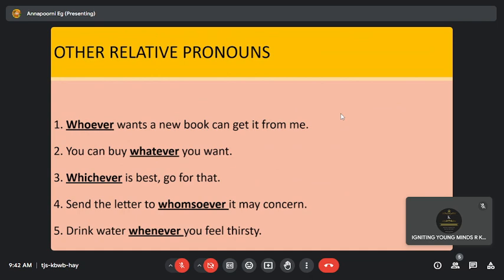Whichever is best, go for that. Whichever is best, it's always like that, right? Whichever is good, we will select that. Choose whichever is best. Send the letter to whomsoever it may concern.